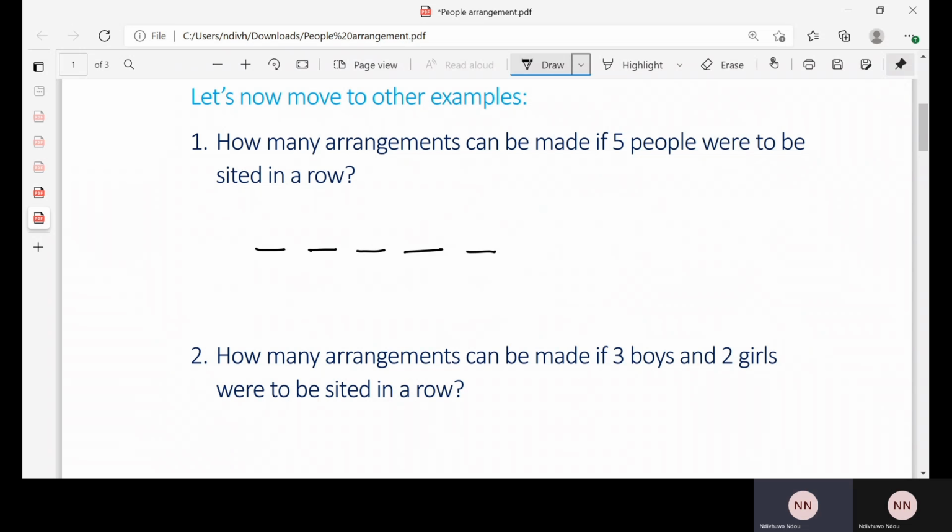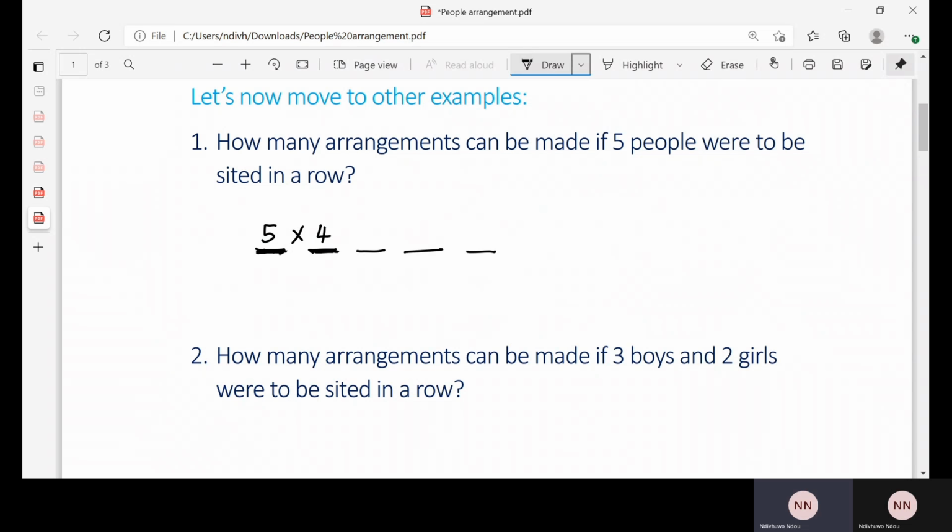What you have to ask yourself is: in the first position, how many choices do I have? Because we have 5 people to place in a chair, in the first position we have 5 options. The first person can sit, the second person, the third, the fourth, or the fifth person. So we have 5 choices in the first position. When you go to the next chair, only one person has sat, so we must subtract one person from the total of 5. We have 4 choices. We can choose from 4 people now in the second chair.